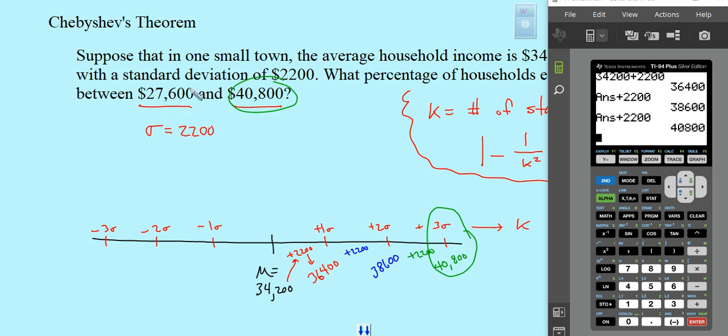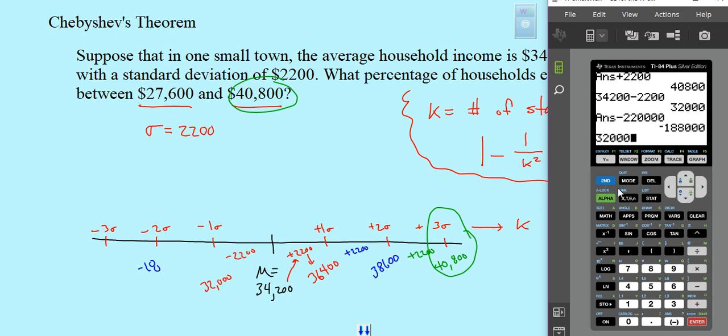Now I need to figure out where this 27,600 is. Is it 1, 2, or 3 standard deviations? Hypothetically it should be 3, because it should be symmetrical. So we go back to our mean, 34,200. But this time, as we go down, we subtract 2,200, and that puts us at 32,000. We subtract 2,200 again, and that puts us at negative, sorry about that. Let's go back up here and fix this.